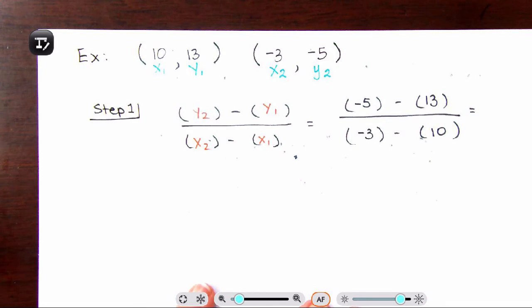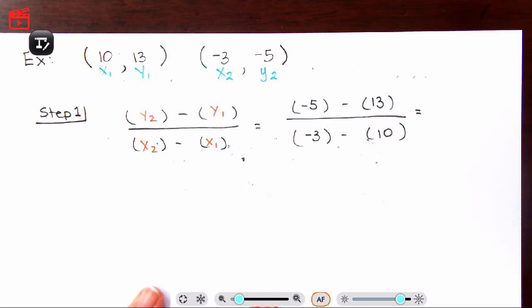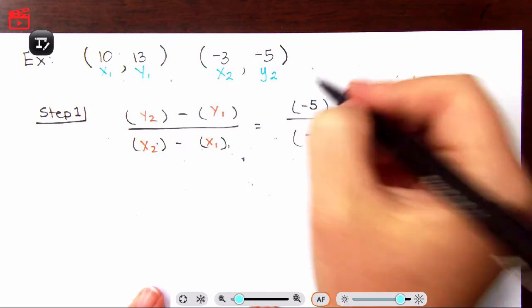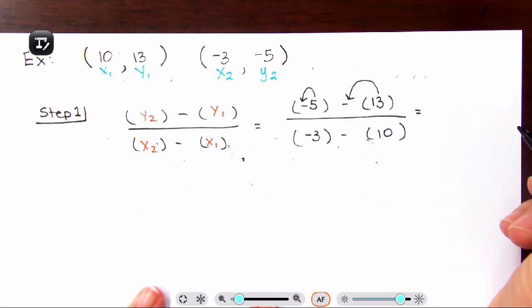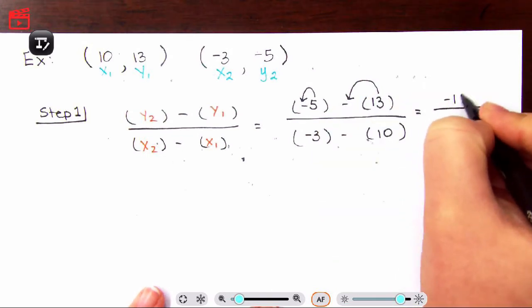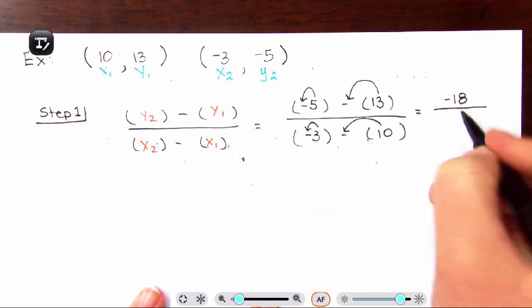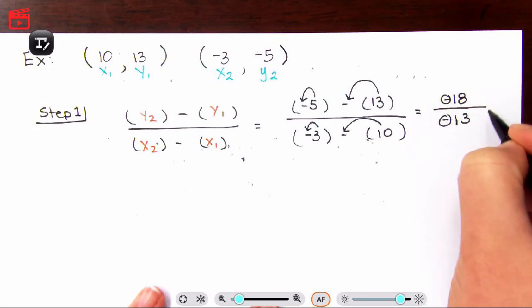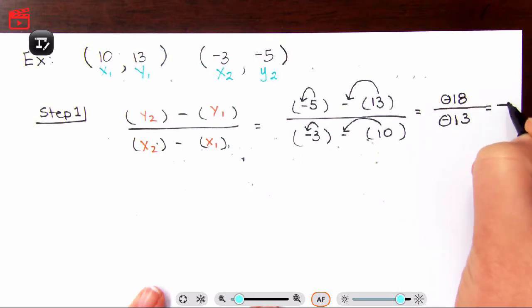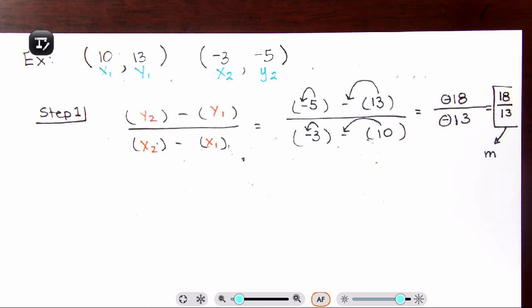So unlike the previous example, I cannot circle and add, because if I circle these 2 negatives, my 5 gets crossed out, so it doesn't work. I have 5 minuses and 13 minuses. That means I have a total of 18 minuses. I have 3 minuses and 10 minuses. That means I have a total of 13 minuses. A minus and a minus gives me a plus. So I have 18 over 13 as my slope, and slope is going to be little m. So that's step number 1.